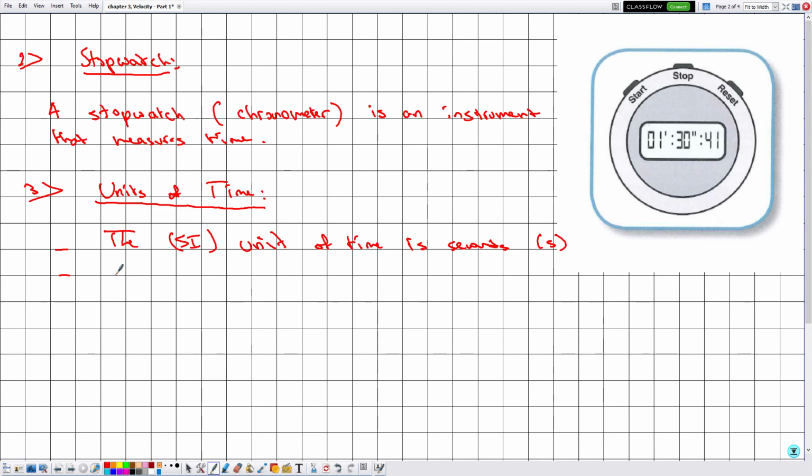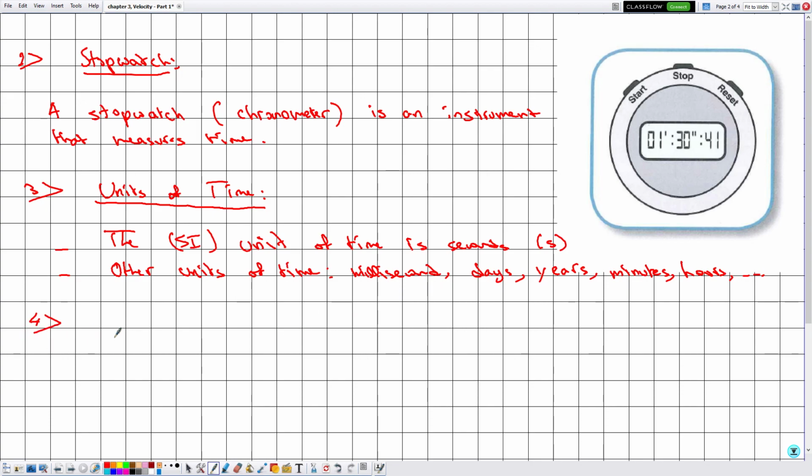Let me specify a list of other units of time. And they are given by millisecond, days, years, minutes, hours, etc. All of these are units of time, but the one that we are interested in is the SI unit of time, which is seconds.